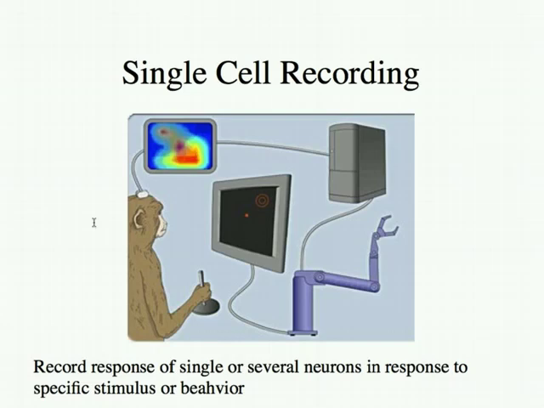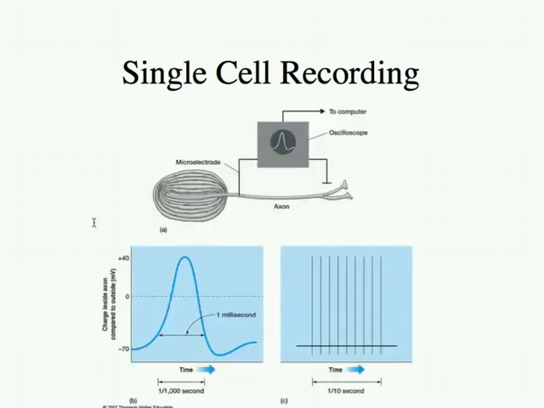So another technique is single-cell recording, which, as the name implies, is recording the action potentials of individual neurons in response to a specific behavioral task. And the basic setup is you stick an electrode into the axon of the neuron that you're recording from, and then you can present stimuli, and then you look for things like these, which are spike trains, which is the frequency of the response of the neurons in response to a particular stimulus.